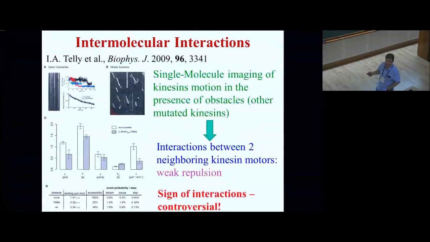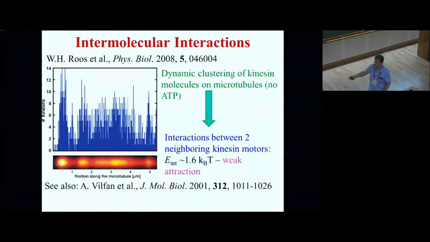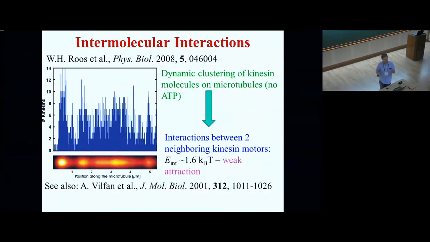So these experiments were reproducible. These people did this experiment many times, and the same with the other group. There was enough statistics to trust them. There are many other issues, but I think there are interactions. I don't know exactly the sign or strength, but probably it's there. Yes, we know this more or less. Reasonably strong, that's why they are very processive, because they can move. So most probably it's a weak interaction, but I don't know whether attraction or repulsion.